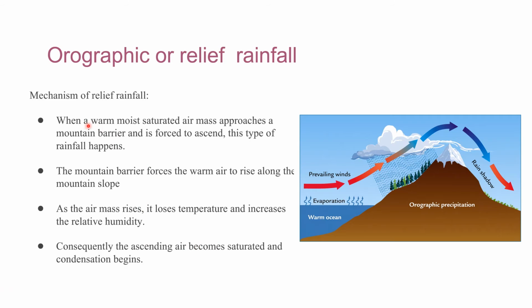So here, when a warm, moist, saturated air mass approaches a mountain barrier and is forced to ascend, this type of rainfall happens. The orographic rainfall happens. The mountain barrier forces the warm air to rise along the mountain slope. As the air rises, it loses temperature and increases the relative humidity. Consequently, the ascending air becomes saturated and condensation begins. So as the wind rises, it becomes cooled and condensation starts happening. Okay.